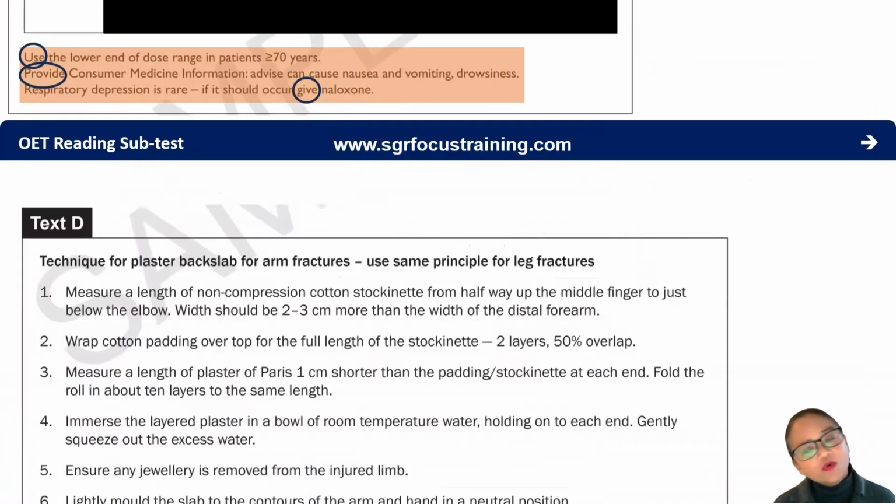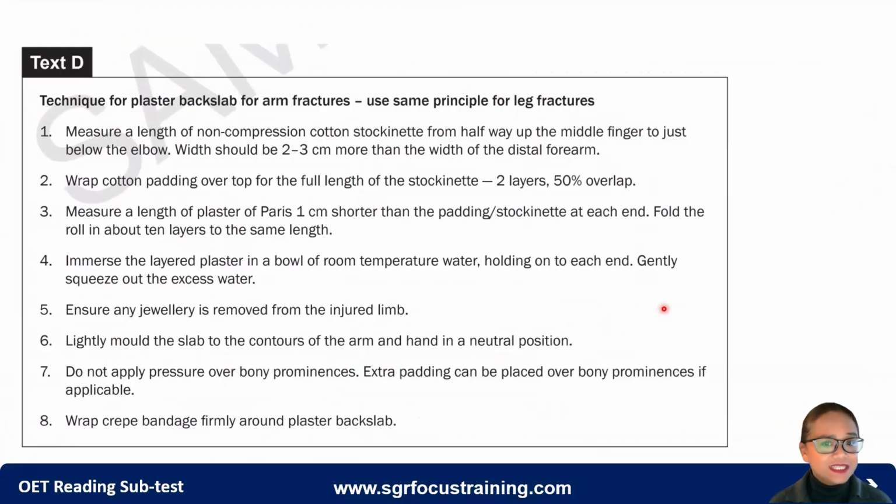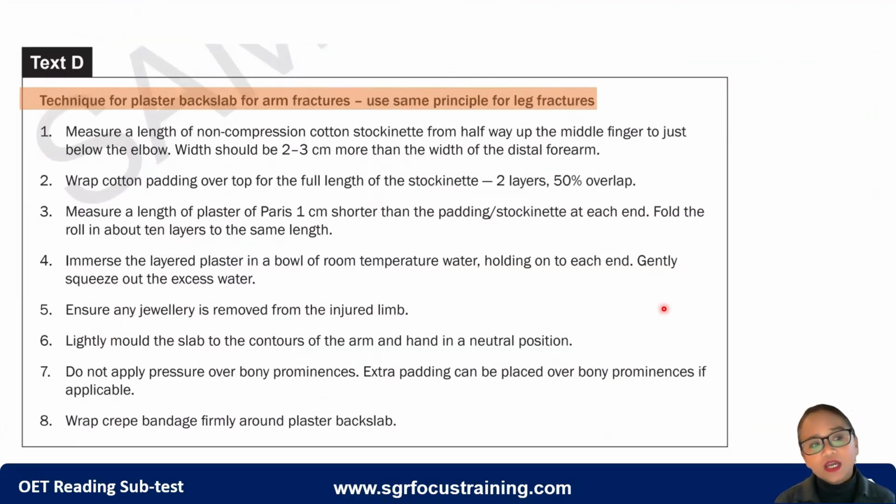So we now go into the last text. This is text D. Again, nice and simple. We've got a heading at the top. So by the word technique, we again know that this is a procedure.